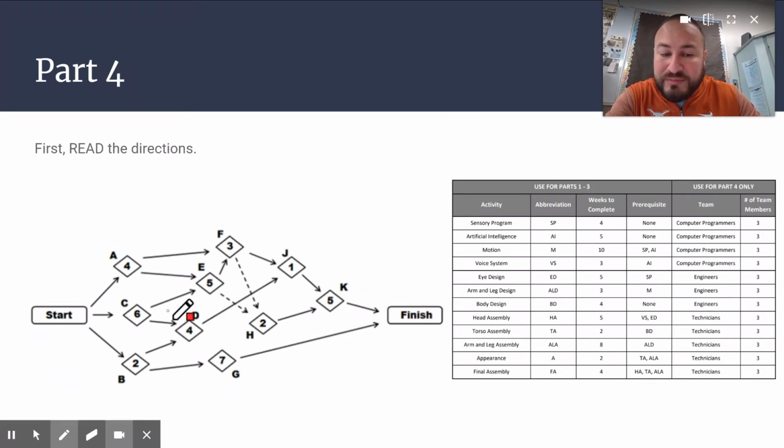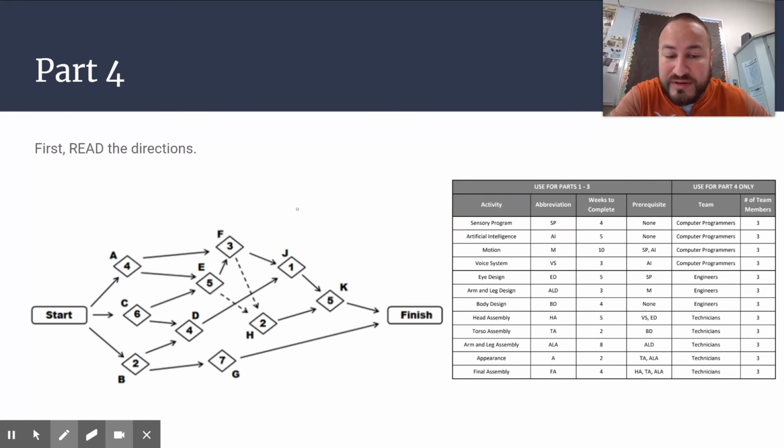What part 4 is asking you to do is it's telling you that there are different people working on different parts. I'm going to use this as an example right here. There are basically 3 team members working on every activity. This PERT chart doesn't match up with your project. I'm just going to use it as an example. And it tells you that you can move people around to save you some time.